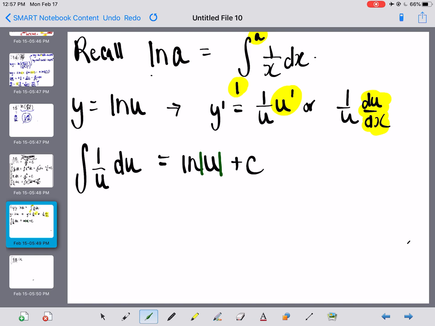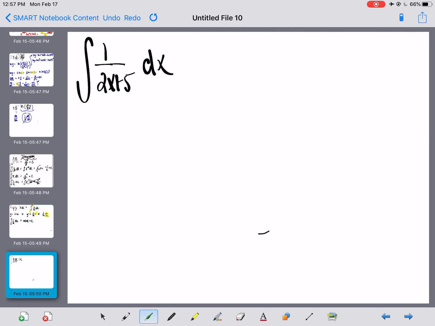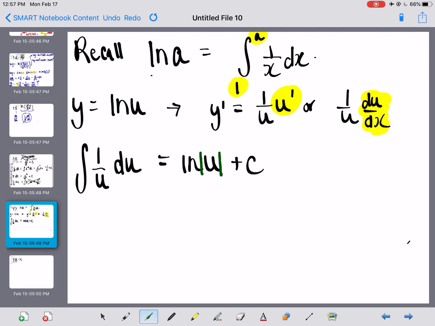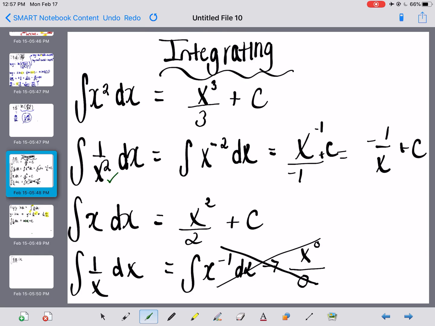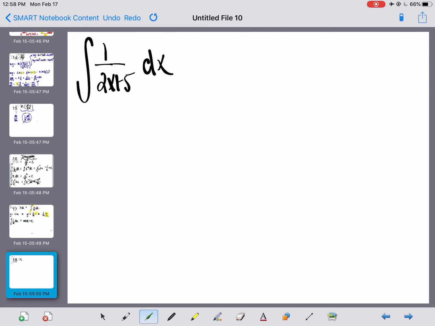Here's an example. Before I begin, something super important to mention is that this only applies when your power on the bottom is 1. You can use u substitution to make the power on the bottom 1. So looking back here, we didn't need the natural log there. We needed it right here. The power was 1. So notice, in this first example, the power is 1. So we can apply the rules for natural log.